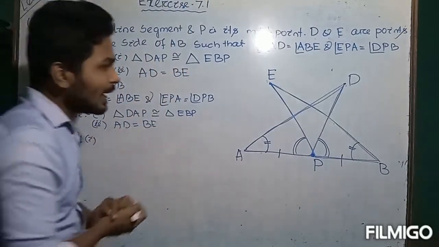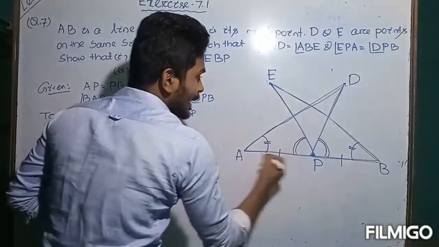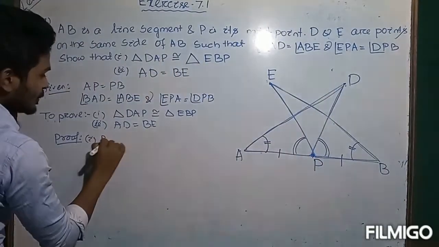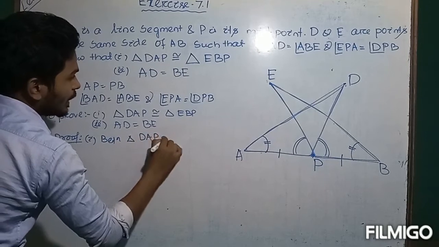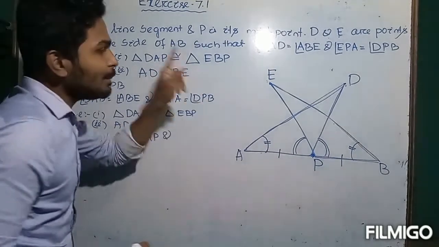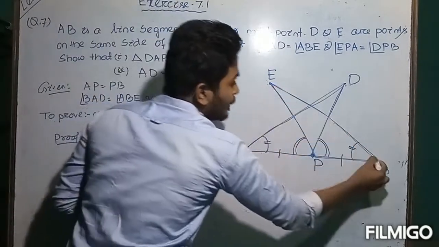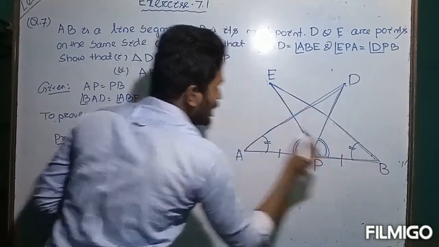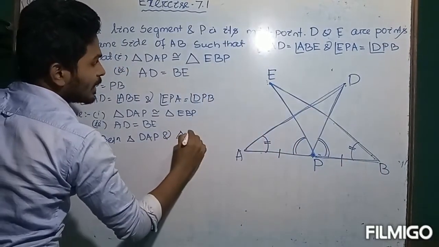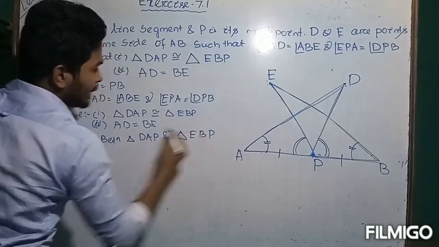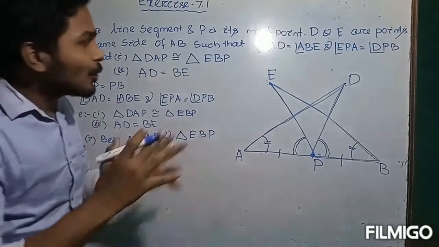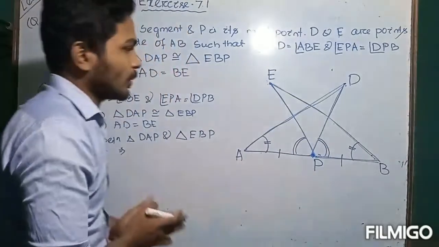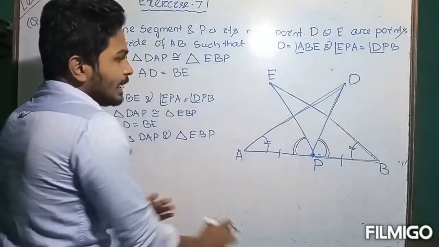So which two triangles do we have to compare? Triangle DAP and triangle EBP. Okay, now we have to prove whether these two triangles are congruent or not. Okay, so let us find.